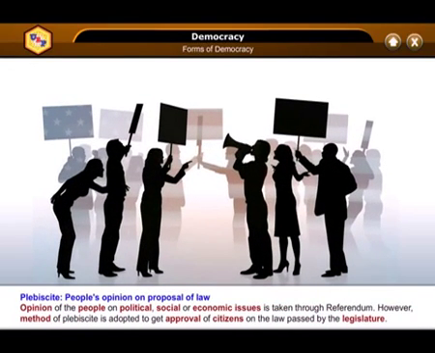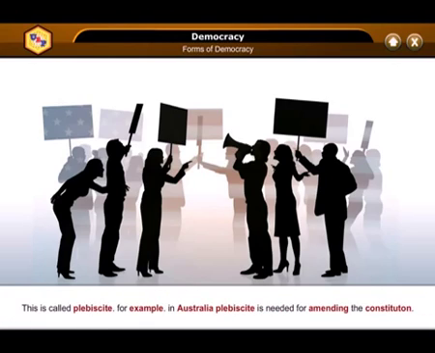Plebiscite. People's opinion on proposal of law. Opinion of the people on political, social or economic issues is taken through referendum. However, the method of plebiscite is adopted to get approval of citizens on the law passed by the legislature. This is called plebiscite. For example, in Australia, a plebiscite is needed for amending the constitution.